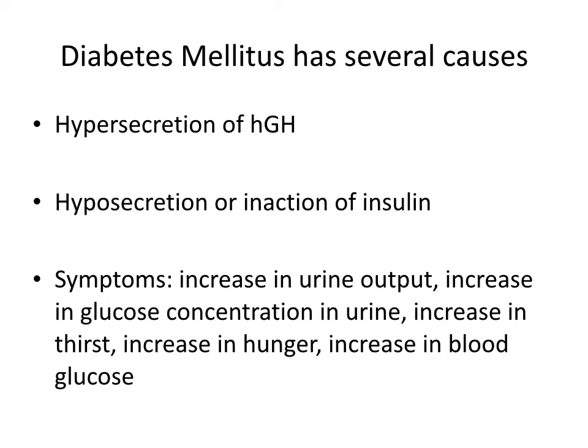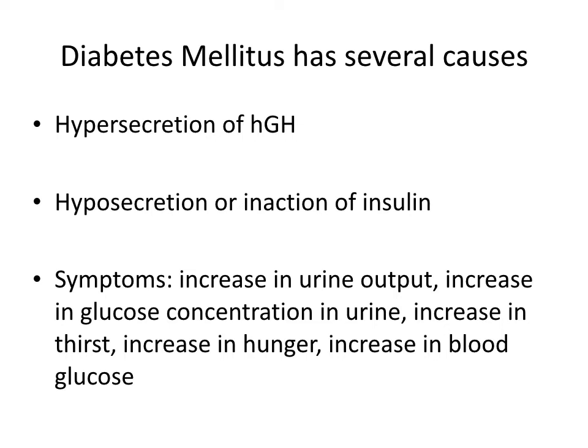Now, before we leave the pancreas, I do want to talk about diabetes mellitus. As you're aware now, there are different causes for diabetes mellitus. One that was mentioned in another module is hypersecretion of human growth hormone. However, the hyposecretion or inaction of insulin will also cause diabetes mellitus. Remember, insulin is responsible for lowering glucose if it gets high. If you don't have the insulin, or it can't create effects within the body, you are not going to be able to lower those blood glucose levels.